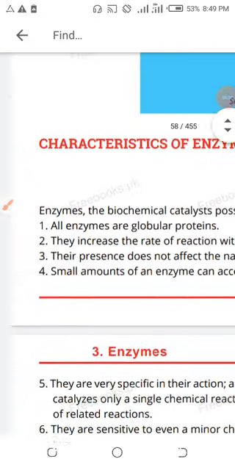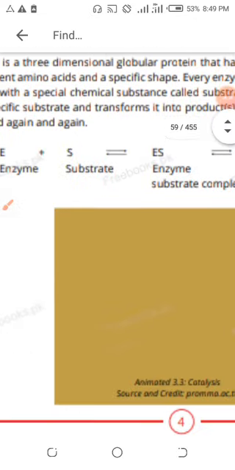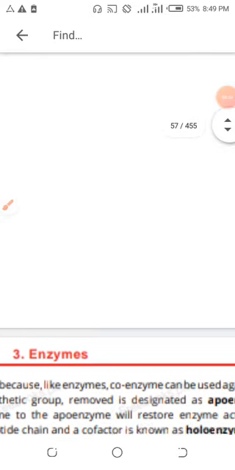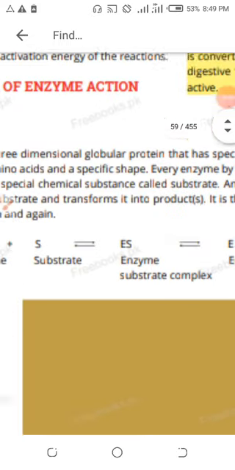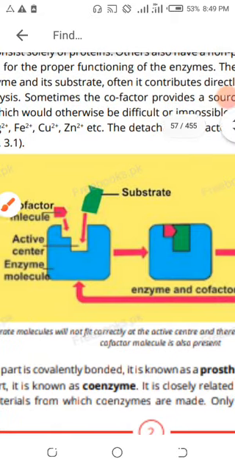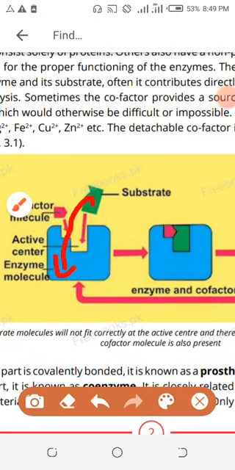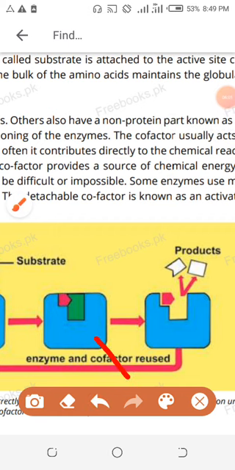I tell you these things by using this figure. If you use this figure, you will be able to understand enzyme action. Enzymes react with substrate to form the ES complex. Substrate combined with enzyme to form the ES complex. This is the ES complex. What happened next? This site is called the allosteric site. This is called the active site. Who attached with the active site? Substrate attached with the active site.